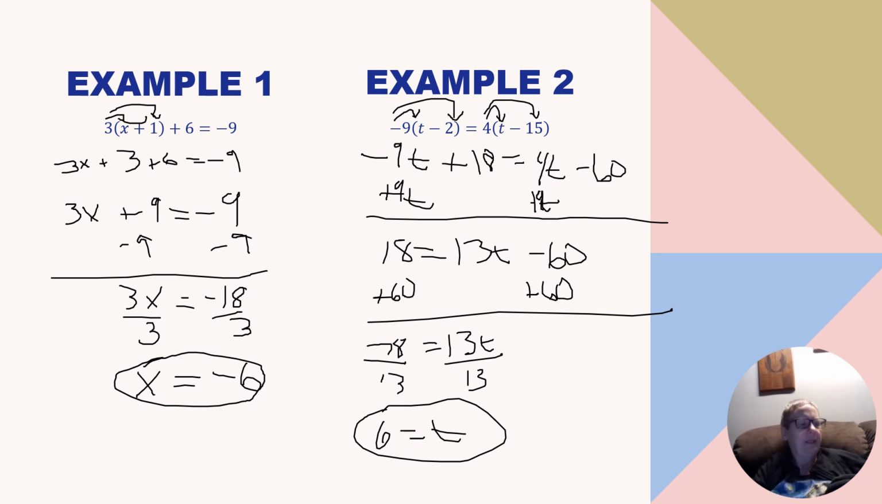So you have negative 9 times 6 minus 2. And if you do that side, you get negative 36. And then 4 times 6 minus 15 is negative 36. So that checked out.